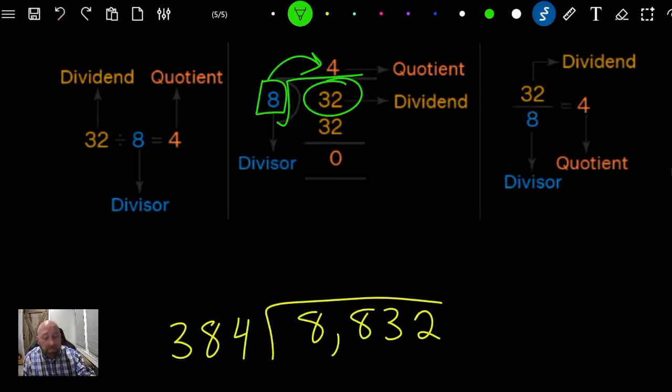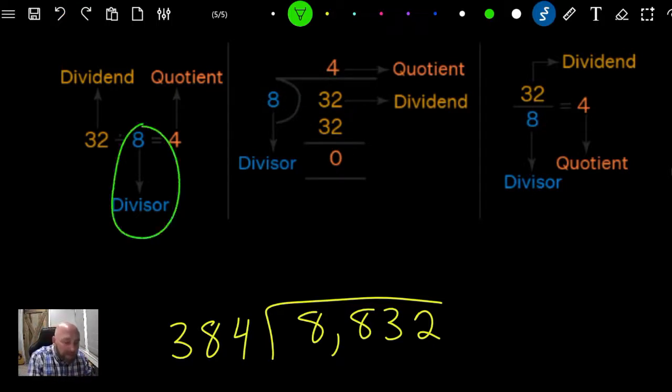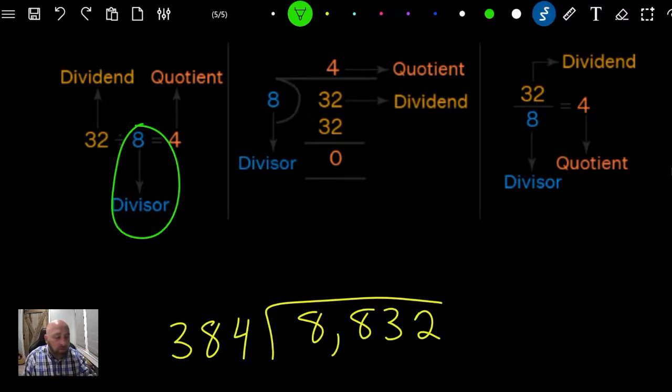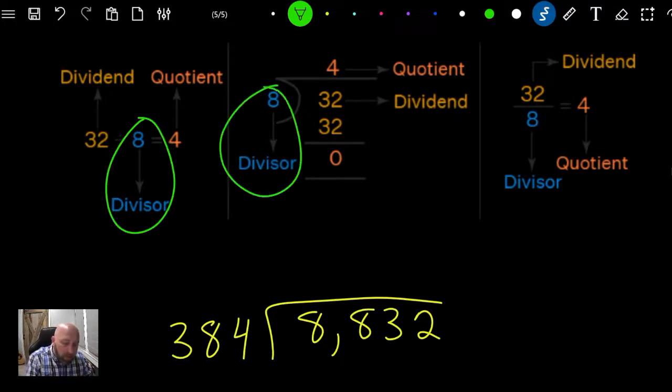Now in any of these cases, remember, you can't switch them around. The 8 is always what's called the divisor. The 8 is the divisor. So in the first way, that would be the middle number. In the second way that we wrote it, it's the number out front of the sign. And the third way, it's the denominator of your fraction. Okay? So be careful on that one. That one kind of moves around a little bit.